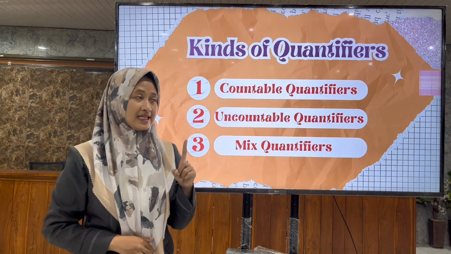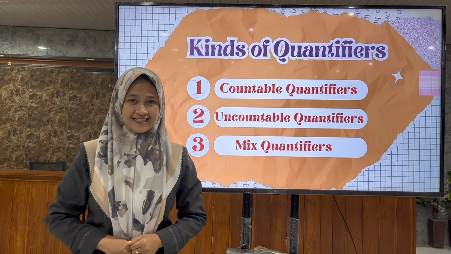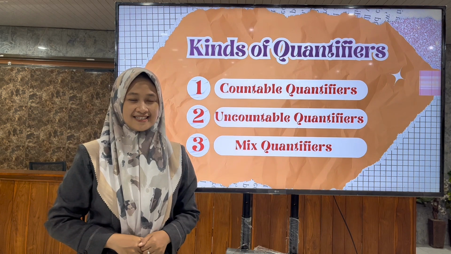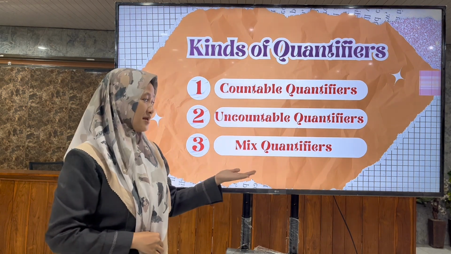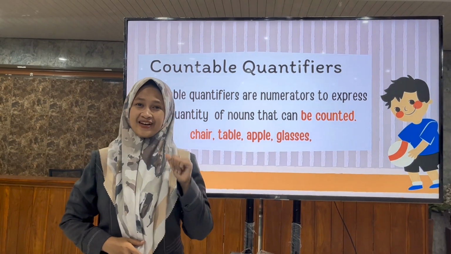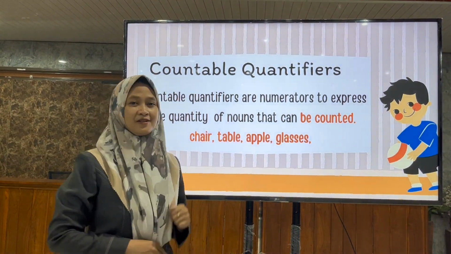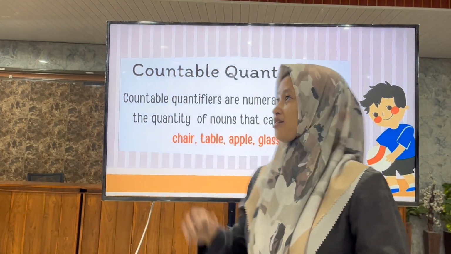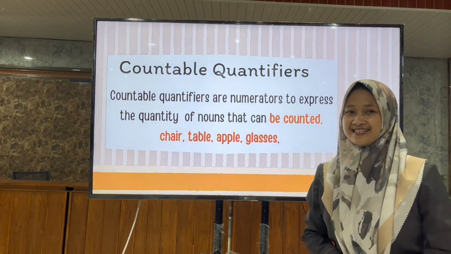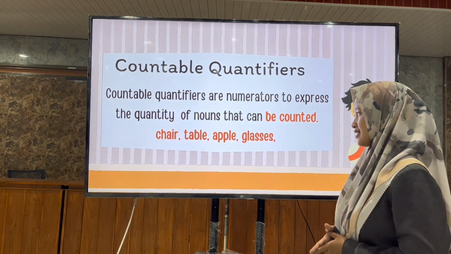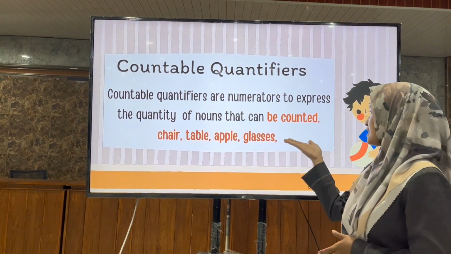The first is countable quantifiers. The second is uncountable quantifiers. And the last one is mixed quantifiers. Okay, number 1 is countable quantifiers. Do you know, everyone, what the meaning of countable quantifiers is? That's right, they are quantifiers of nouns that can be counted.